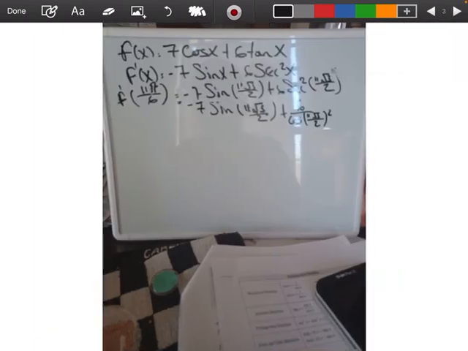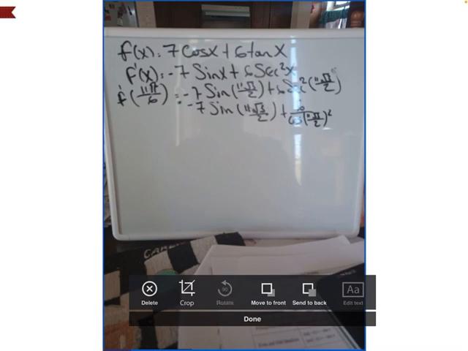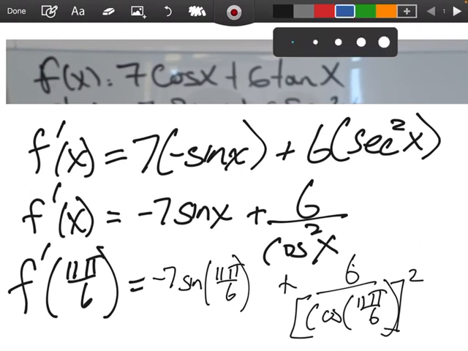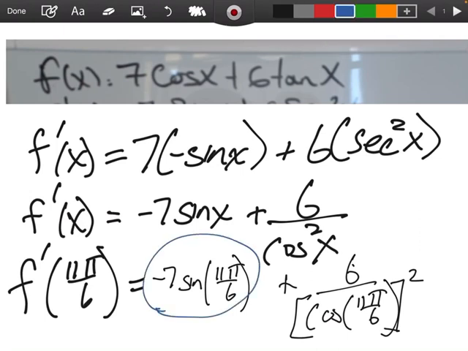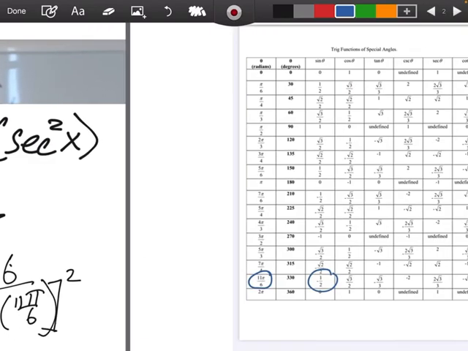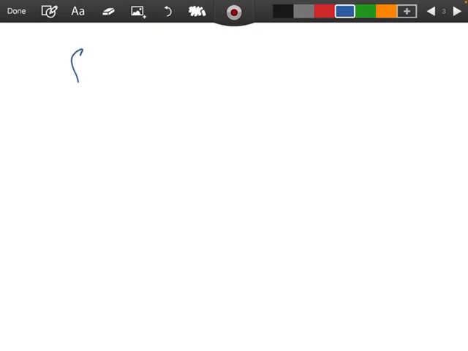Let me get rid of this picture because I don't think I need it. Okay, so I need to find what is sine of 11 pi over 6. So I just pulled this up, y'all. So here's my 11 pi over 6. Sine of this is a negative 1/2. So I'm going to have a negative 7.